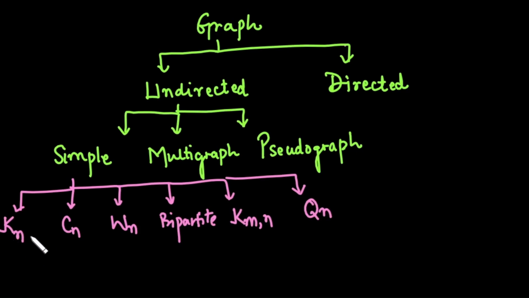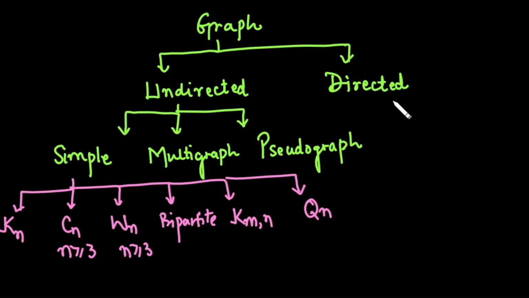Here n represents the number of vertices. In cycle we have the condition that n is greater than or equal to 3. Even in wheel, n is greater than or equal to 3. There is no notation for the bipartite graph, but there is a complete bipartite graph, and here we have the notation K with two vertex sets m and n, and the last is the cube Q n, where n represents the bit string of length n.